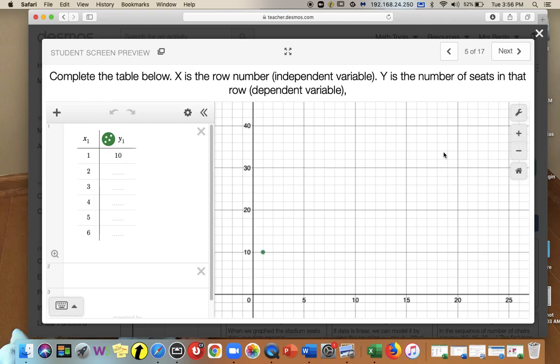It says complete the table below. X is the row number, which is the independent variable, and Y is the number of seats in that row, the dependent variable. And again, we know we're adding 5 every time, so this is kind of the work that I did on my iPad here.